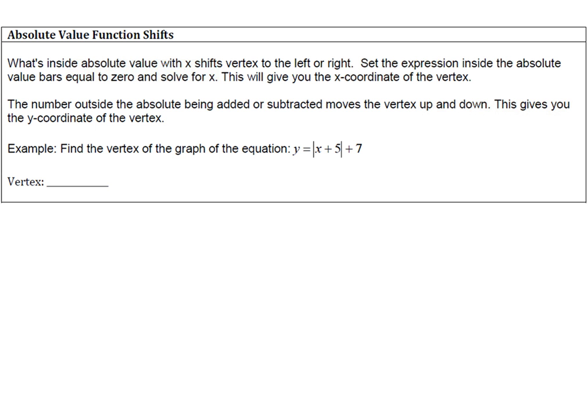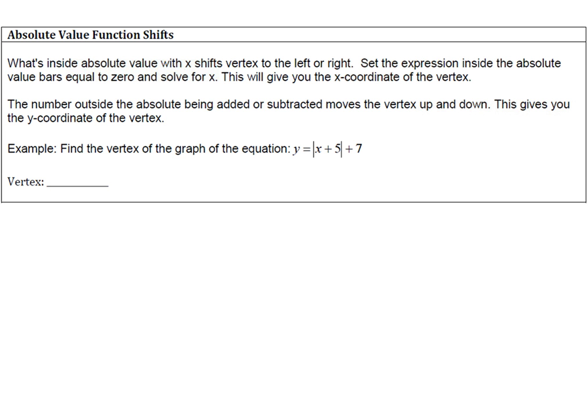Okay, so let's take a look at absolute value again. What's inside absolute value with x shifts the vertex left to right. Remember, x inside the absolute value does the opposite of what you would think. If it's addition, it moves left. If it's subtraction, it moves right. It's the opposite of what you would think, because in a graph, moving right is positive and moving left is negative, but it works backwards when you're talking about x.